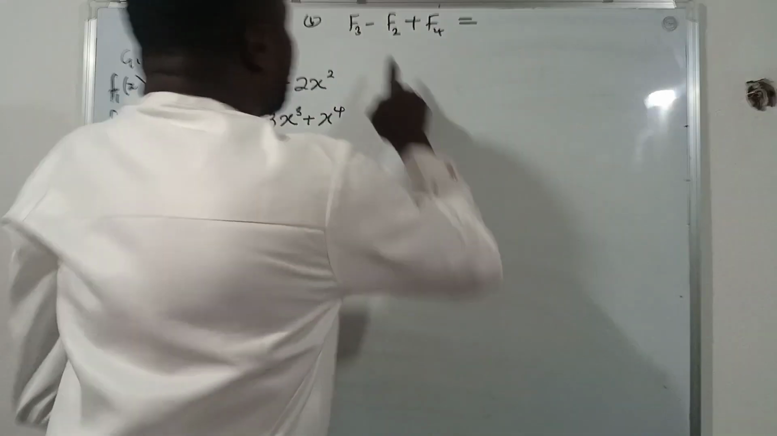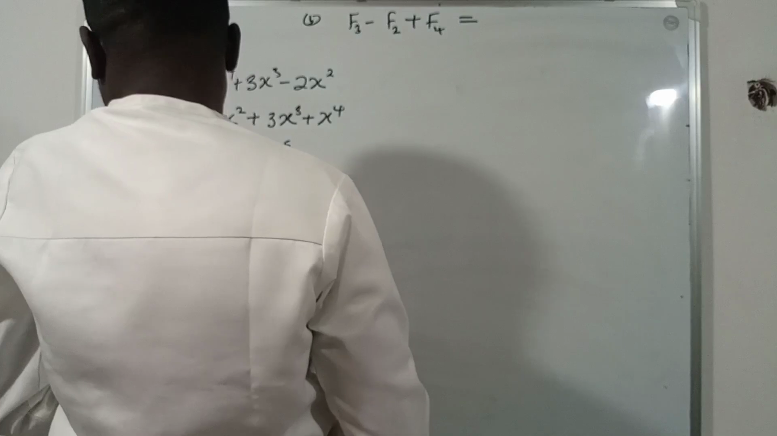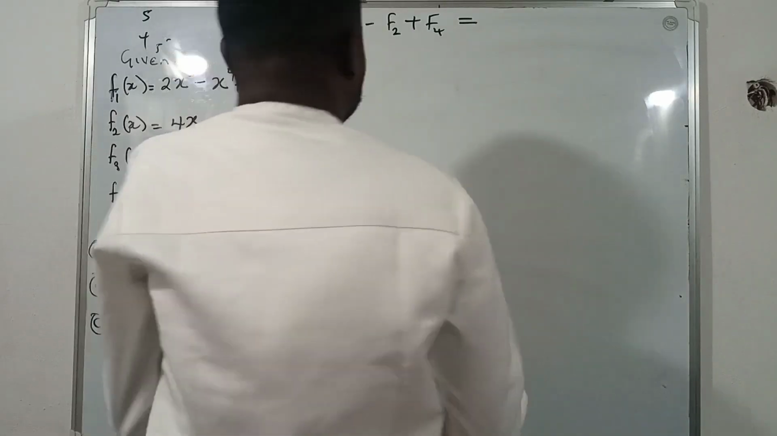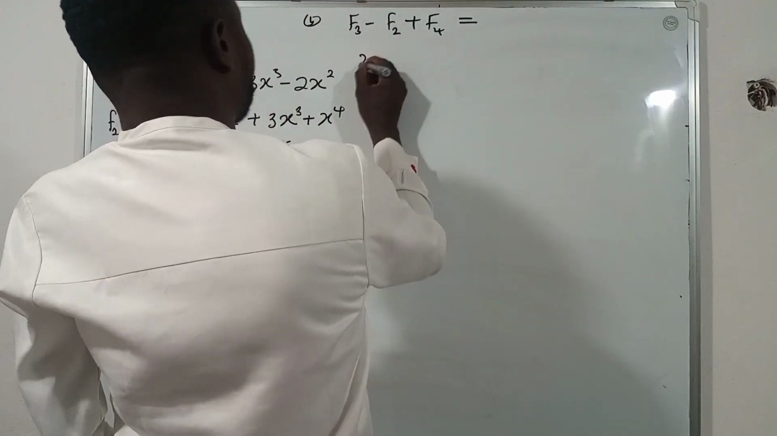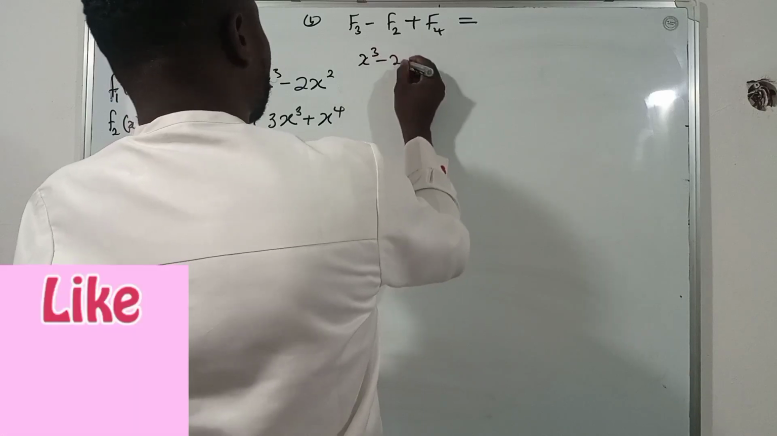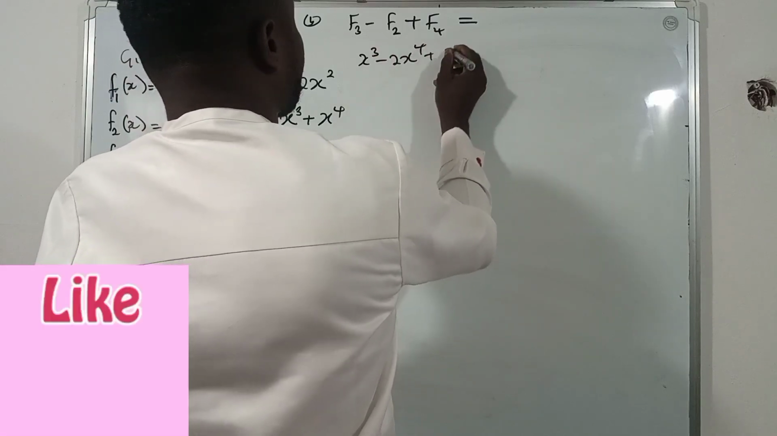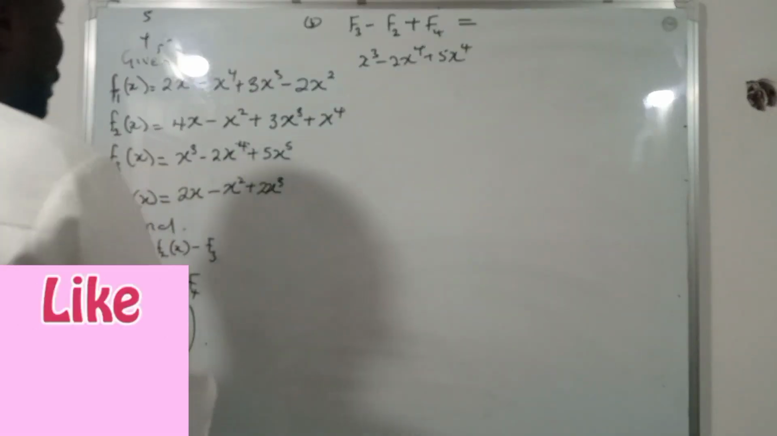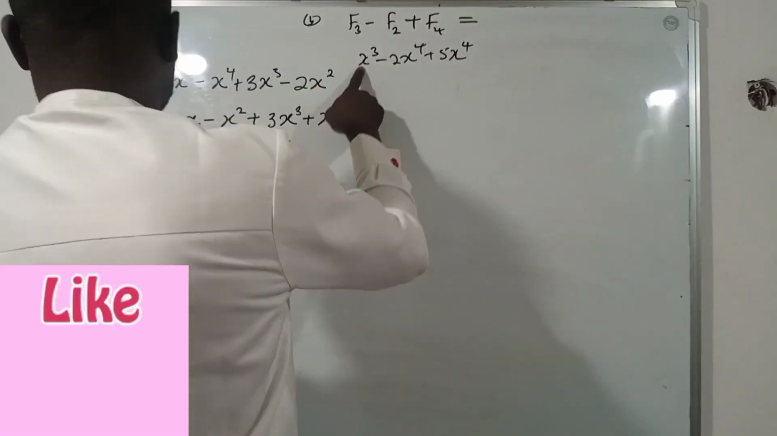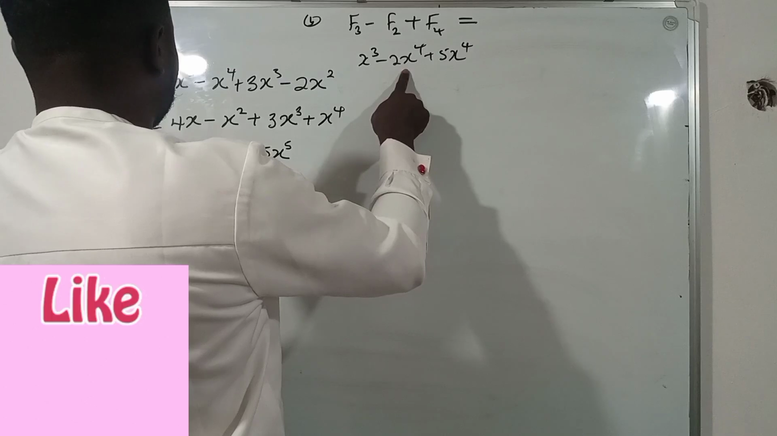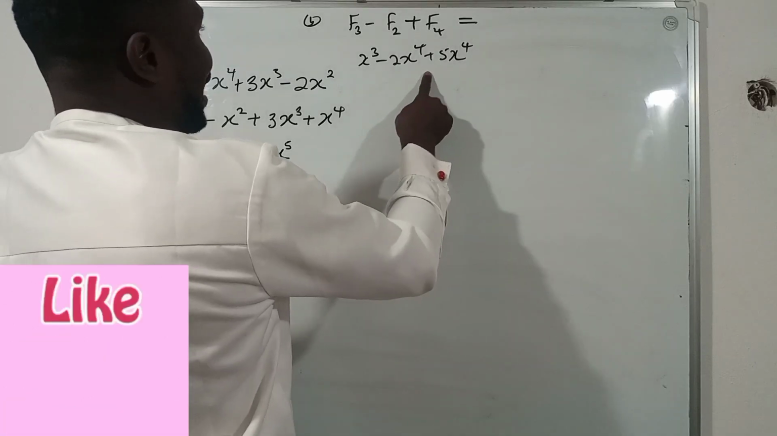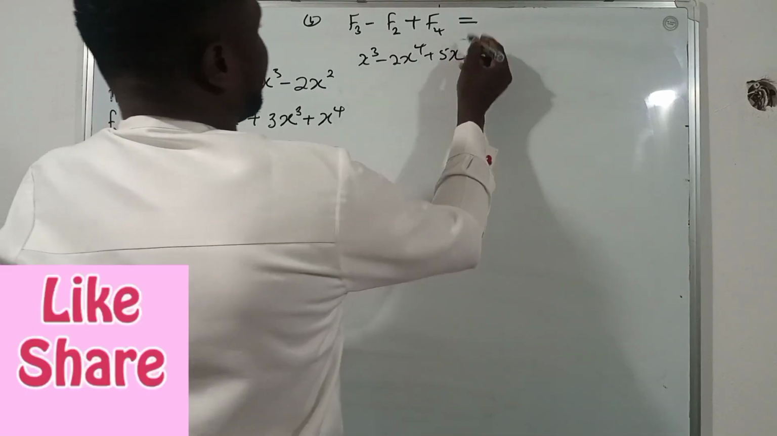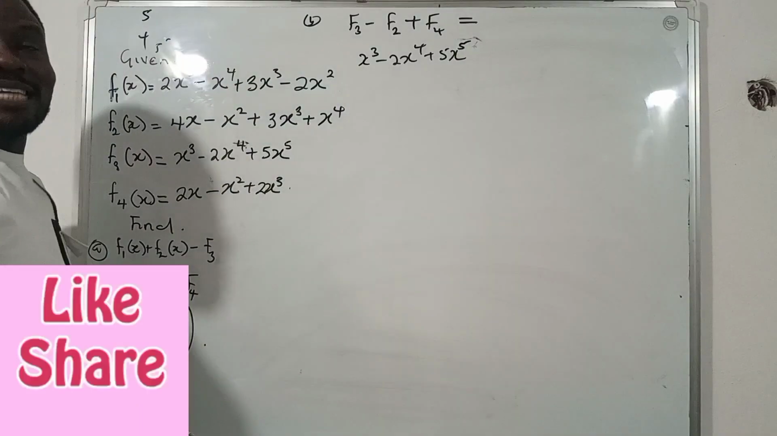Now again, we say f3. What is f3? This is f3. We bring it down, we write it down. f3 is x raised to the power 3 minus 2x raised to the power 4 plus 5x raised to the power 5. Please take note, that's f3.